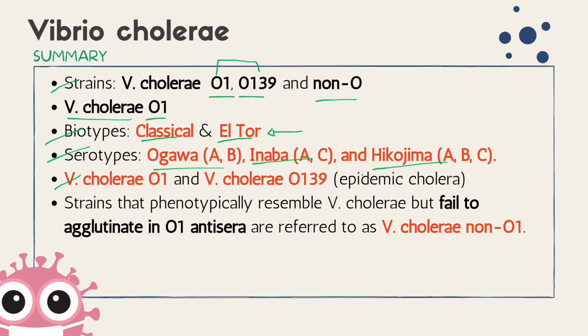Please take note, that's pandemic. So normally, for non-O1 strains of Vibrio cholerae, these are strains that phenotypically resemble this particular genus but fail to agglutinate in O1 antisera, and are referred to as Vibrio cholerae non-O1.